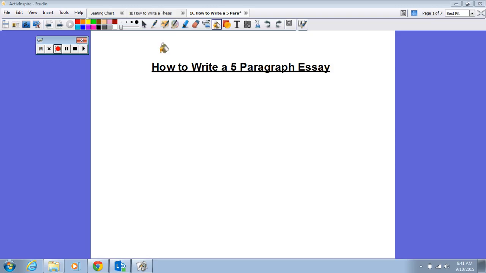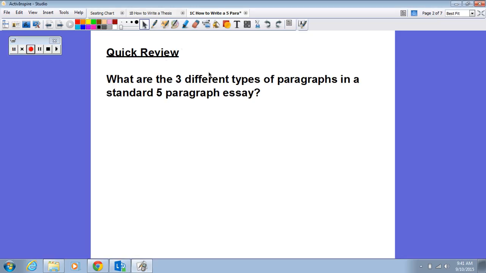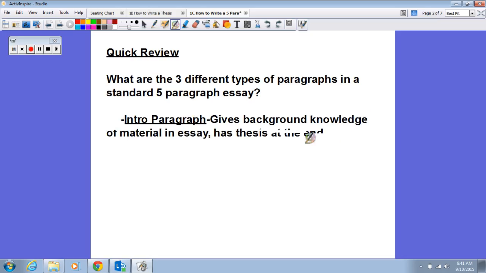Okay guys, this is your 1C notes on how to write a 5-paragraph essay. Before we get started, a little quick review from last class. What are the 3 different types of paragraphs? Well, the first one is an intro paragraph. It's going to give background knowledge of the material, and it has your thesis statement at the end.